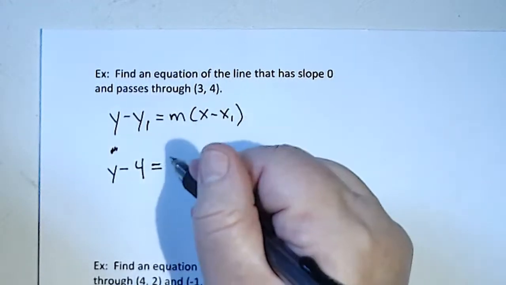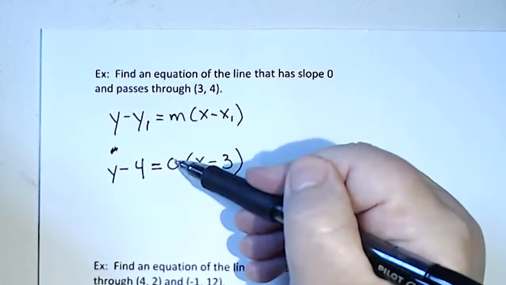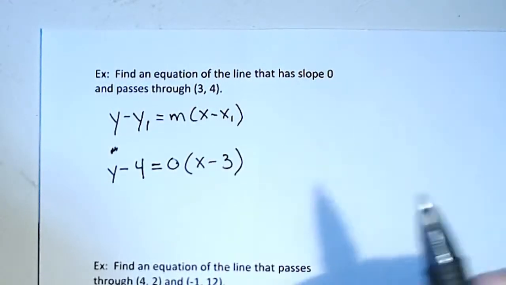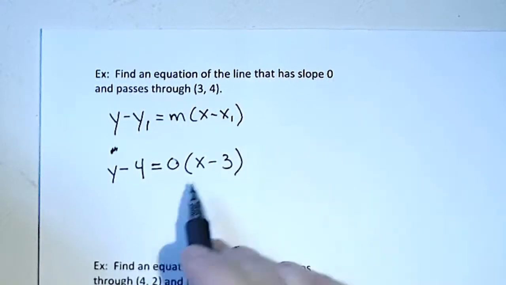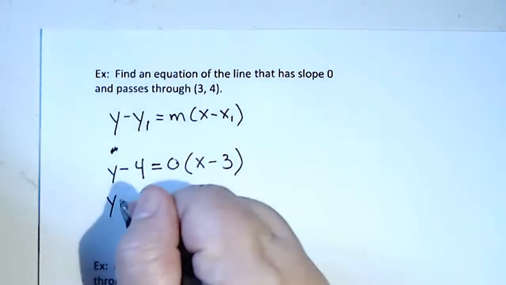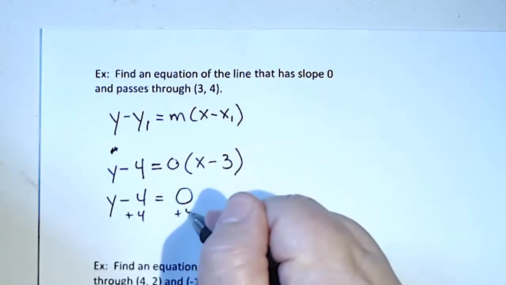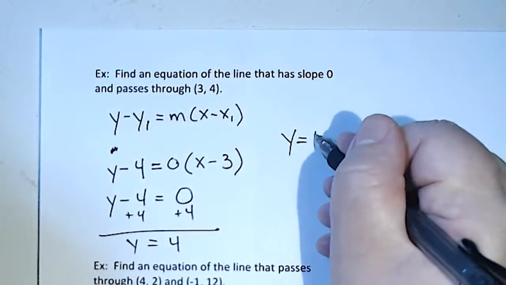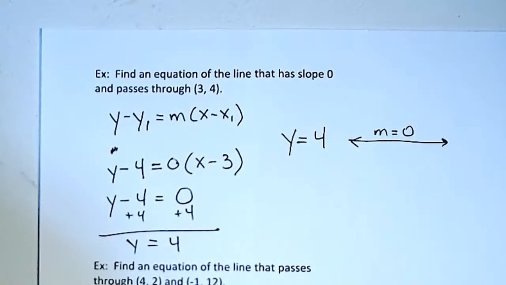My slope is 0, so I put that in here, and then I get x minus 3. So the slope is 0, the x value is 3, the y value is 4, and then something interesting happens. If the slope is 0, what happens when I multiply over here? You're right, it becomes 0. y minus 4 equals 0. My equation is y equals 4. If the slope is 0, it's a horizontal line.